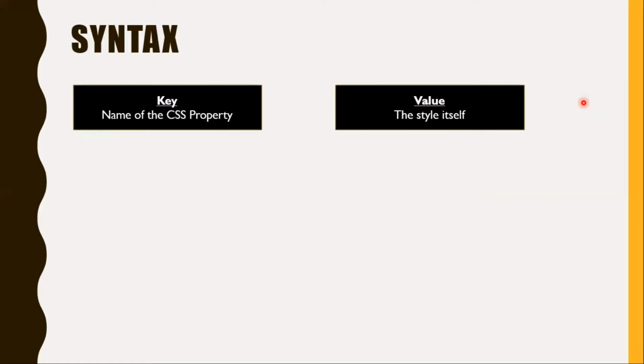Now this key and value are separated by a colon, and between two pairs there's a semicolon. So you can have multiple pairs defined on the same line, but you have to have a semicolon between them, and between every key and value there will be a colon. Get this difference? This is the syntax.